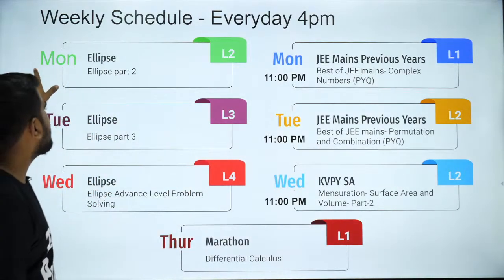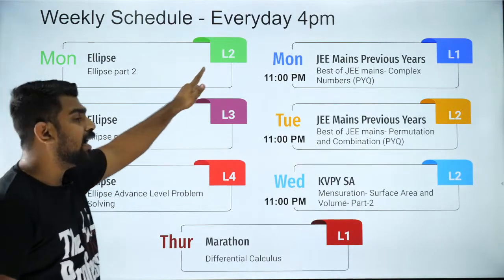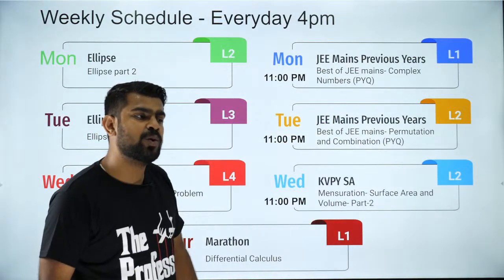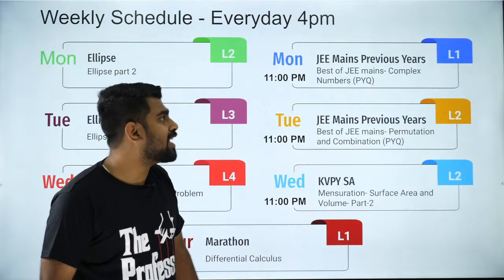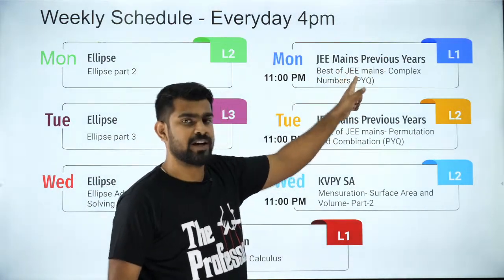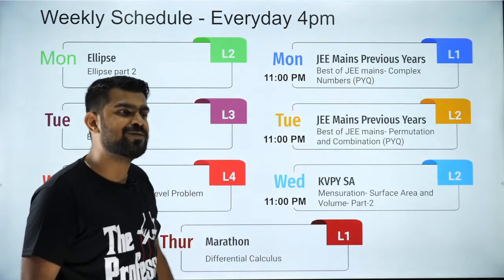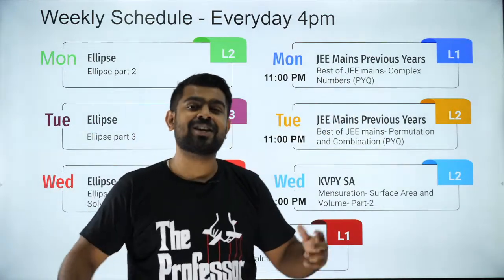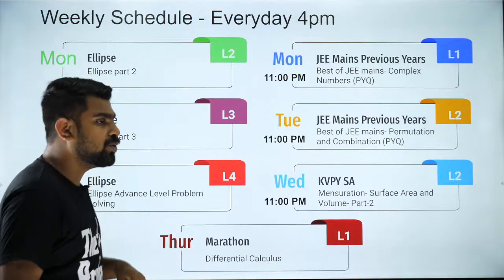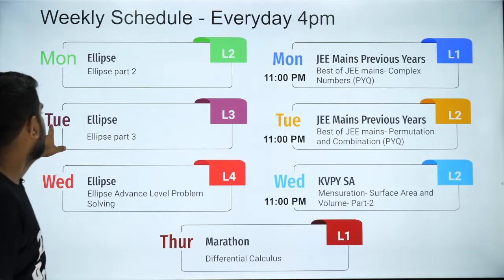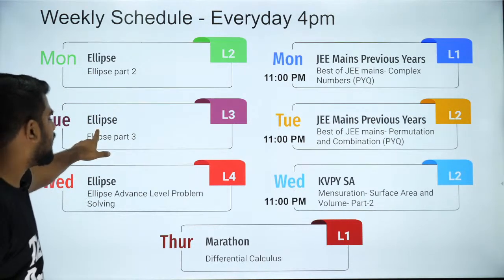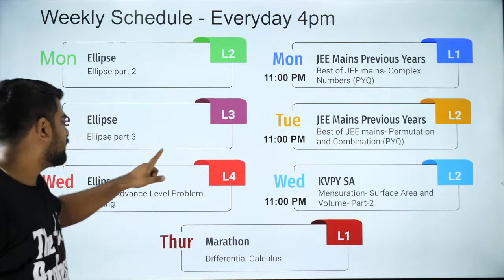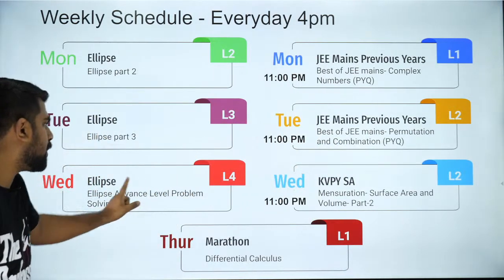You see that Monday we have Ellipse, that is today, and tonight, how many of you are excited for JEE Mains previous year? Because today it is complex numbers, so even the 11th standard students and the 12th standard students, both of you guys can attend. Okay, and then we have Ellipse, again lecture 3 tomorrow. Again we have permutation and combination. Then we have Ellipse advanced level problem solving.